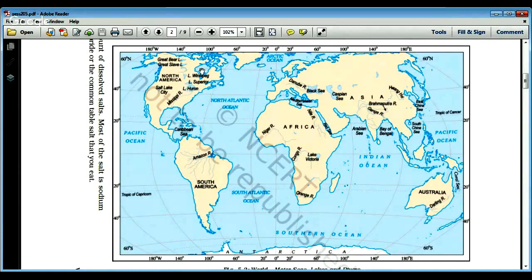There is a trick to remember the Great Lakes of America. There are five Great Lakes of America, and the trick is HOMES, homes. If you remember only the word HOMES, then you will remember all the Great Lakes of North America. Now we'll come to the third page of this PDF.